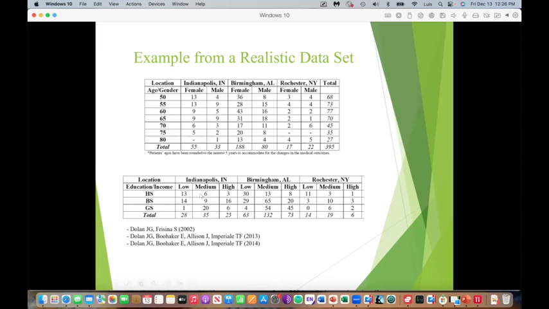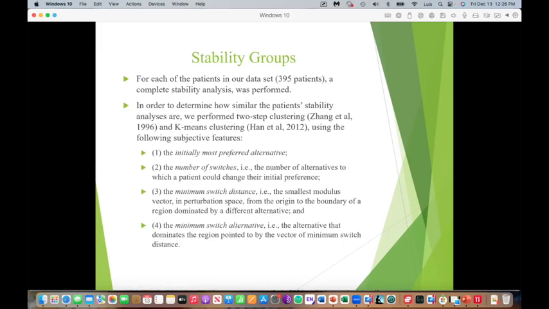So we incorporated some data, and this is all in the paper. The paper is a really long paper, exploring all the details. The whole idea is to do clustering. We use two types of clustering, two-step clustering and K-means clustering. And these are the initial features that you have here: a most preferred alternative, because these are for the individual patients, number of switches, minimum switch distance, minimum switch alternative, they call it.